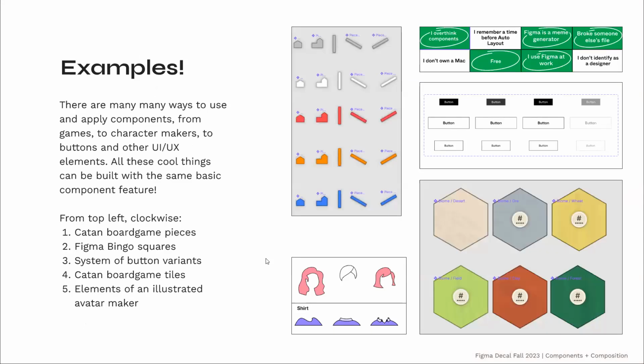So some examples, there are many ways to use and apply components from games, character makers, buttons, and other UI UX elements. All of these cool things can be built with the same basic component feature. So on the right here, we see some Catan board game pieces, Figma Bingo, a system of button variants, and elements of an illustrated avatar maker.